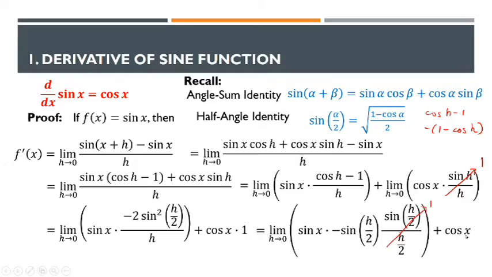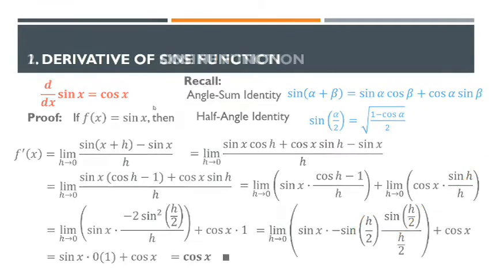So plus cosine x. So we have the limit of sine x times negative sine h over 2 plus cosine x. And as h approaches 0, negative sine h over 2 approaches 0. So sine of 0 is 0. So we have sine x times 0 times 1 plus cosine x. So nakamultiply sa 0, so what will remain is cosine x. Thus, it is proved that derivative of sine x is equal to cosine x.